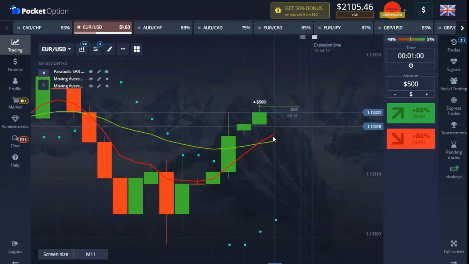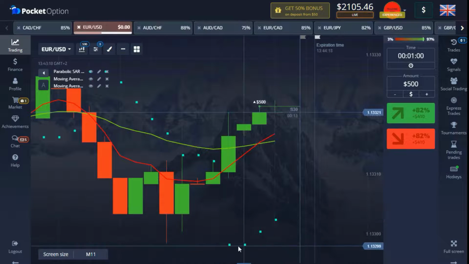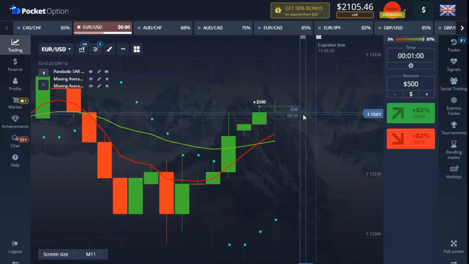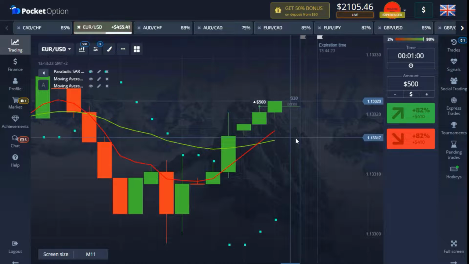So over here, when I say that the intersection happened, of course I confirmed it with my parabolic SAR that the market is really going up. So I know that in a couple of few seconds I'll be having a pull up in the market. So that's the reason why I actually entered this trade.